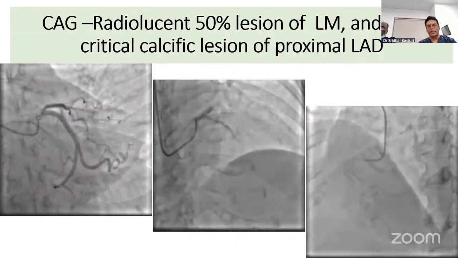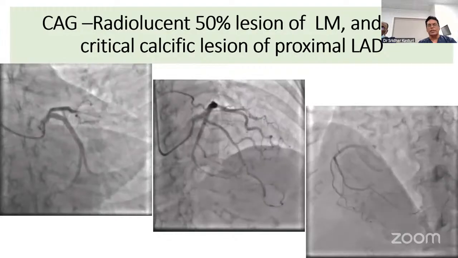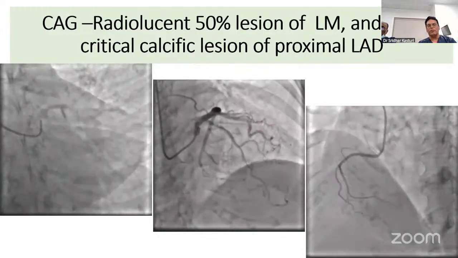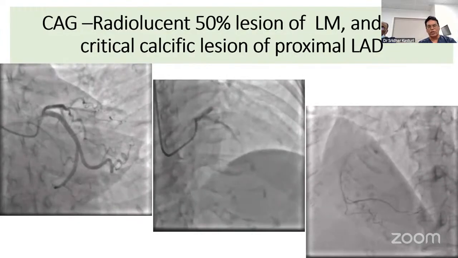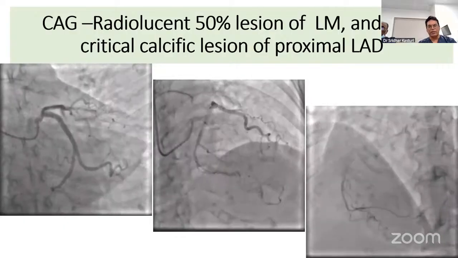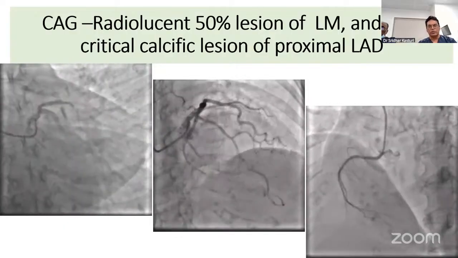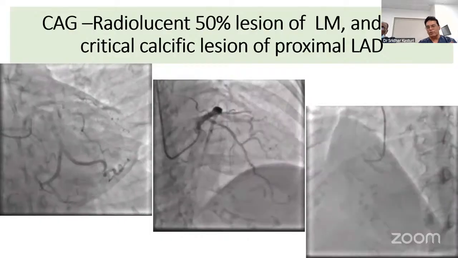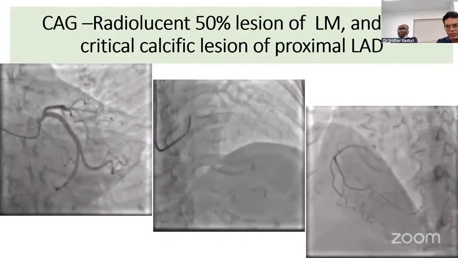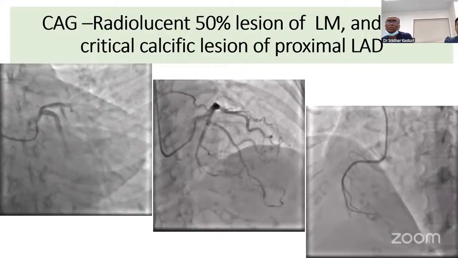So when the lesion is severely calcified, naturally it requires some kind of plaque modification device, either rota, orbital, or IVL. So which one to choose? Then I will ask Dr. Vijay Kumar Reddy to say a few words about the plaque modification.